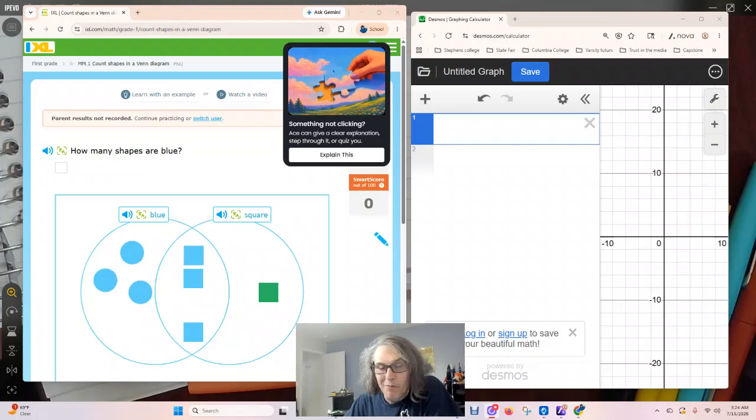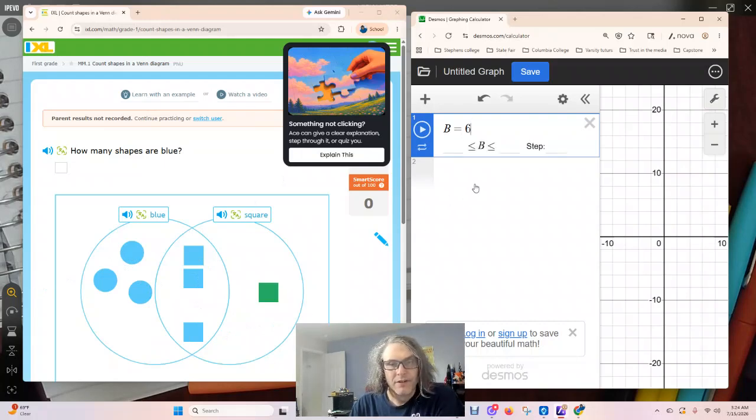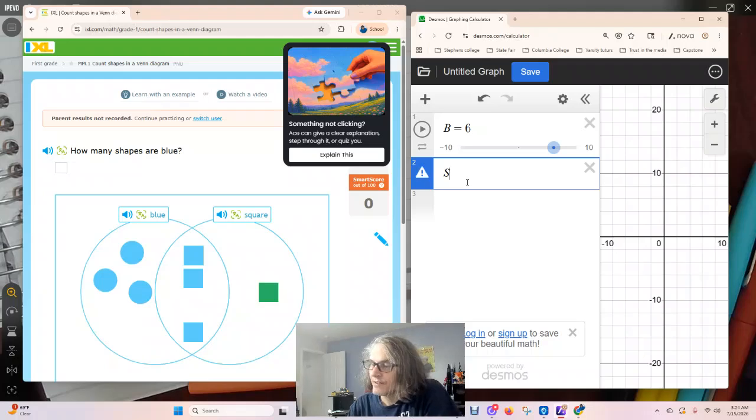So while we're on the topic of mutually exclusive, I thought it would be a good idea to review some very basic Venn diagram stuff. So you get your circles, and notice that the circle on the left is blue and the one on the right is for squares. Let's count up how many blue we have. We have 1, 2, 3, 4, 5, 6. We got 6 blues. Now let's count up how many squares we have. We have 1, 2, 3, 4.